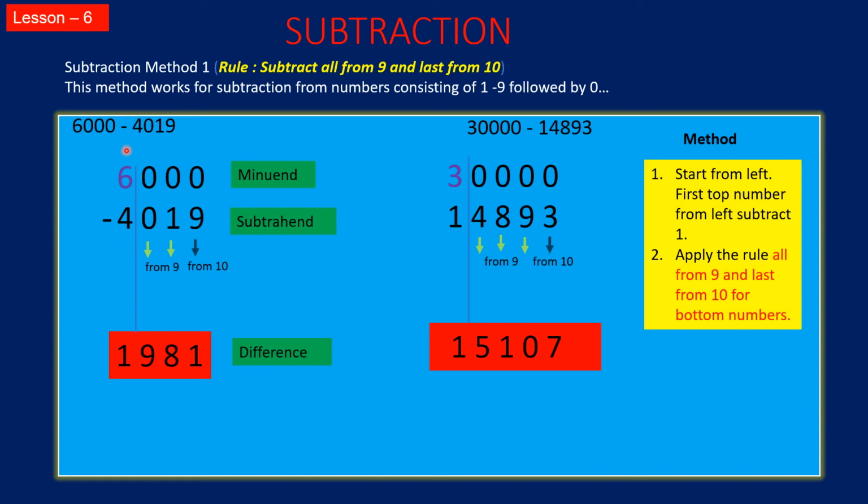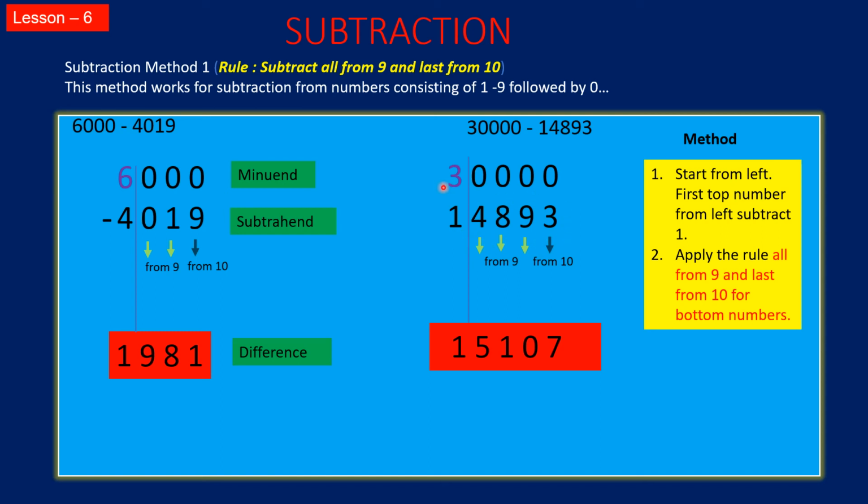And then 5 minus 4. Right? 5 minus 4 is 1. Write down 1. And for the bottom numbers, what you do, you apply the rule, all from 9, last from 10. So 9 minus 0 is 9, 9 minus 1 is 8, and 10 minus 9 is 1. So 1,981 is the difference.